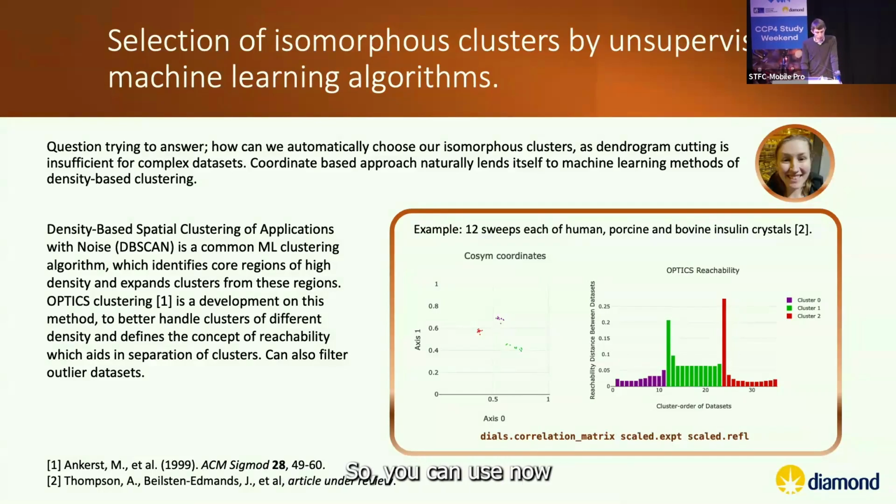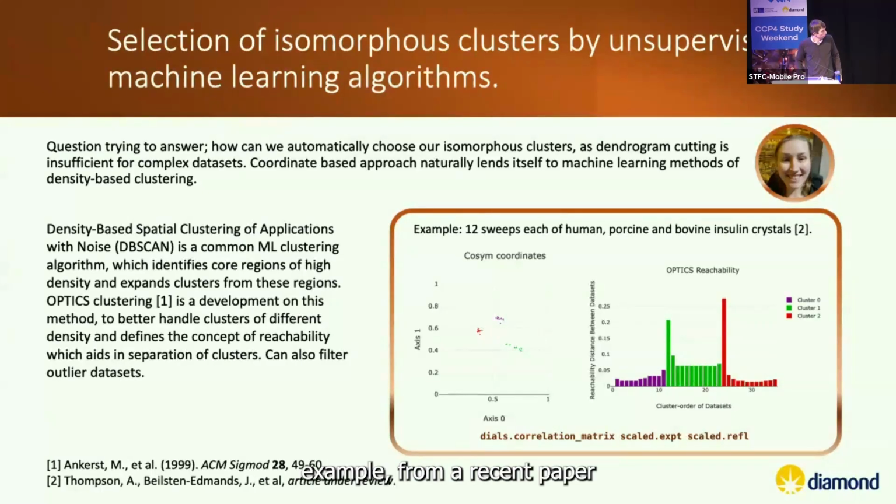There's an algorithm called DBSCAN, which helps identify core regions of high density and then expands clusters out from those. OPTICS clustering is a development on that, which can better handle clusters of different density, and it defines this concept of reachability. So you can see how closely related points in a cluster are and how much you have to go to reach the points in the next cluster.